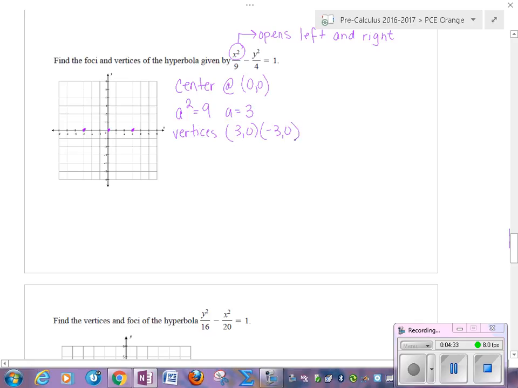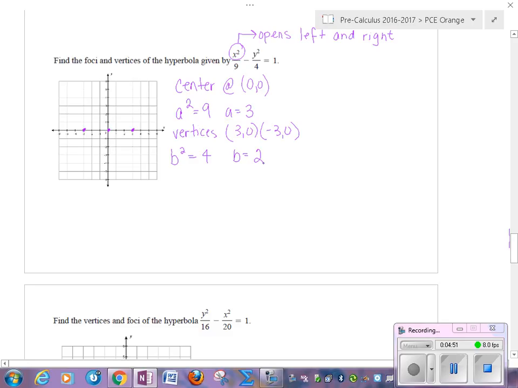Now, I'm not going to get to the foci quite yet. I want to draw my rectangle and show you how to graph this first, and then we'll go back and locate the foci values. So going back up into the equation, your b squared value is 4, making a b value of 2. This is what's sometimes called your co-vertices.